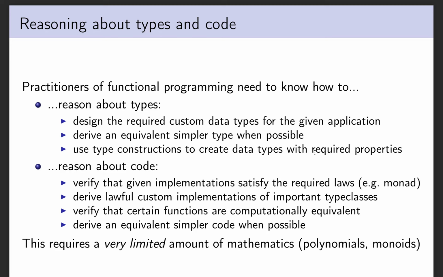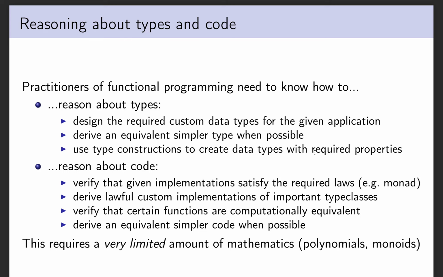And the examples of reasoning about types, for instance, designing a data type for a specific application. And sometimes you can simplify a type by reasoning about it. You can say that this data type is equivalent to a simpler one, and it represents the same information, but it's simpler to use. And this simplifying transformation is exact. There's no opinions about it, it's mathematics. And so you can reason mathematically about equivalence of types.